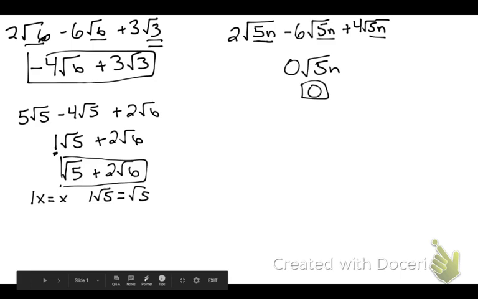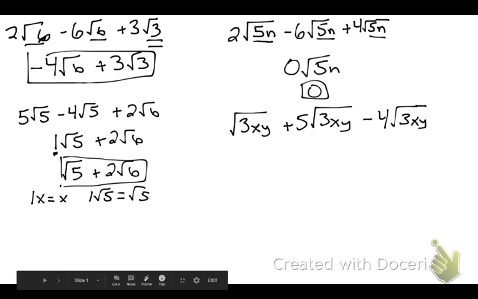Let's consider one more. I think you have the idea. The square root of 3xy. Remember, that means there's one of them. Plus 5 square root of 3xy minus 4 square root of 3xy. See what you get. Well, 1 plus 5 is 6. Minus 4 is 2. So altogether, this would be 2 square root of 3xy.